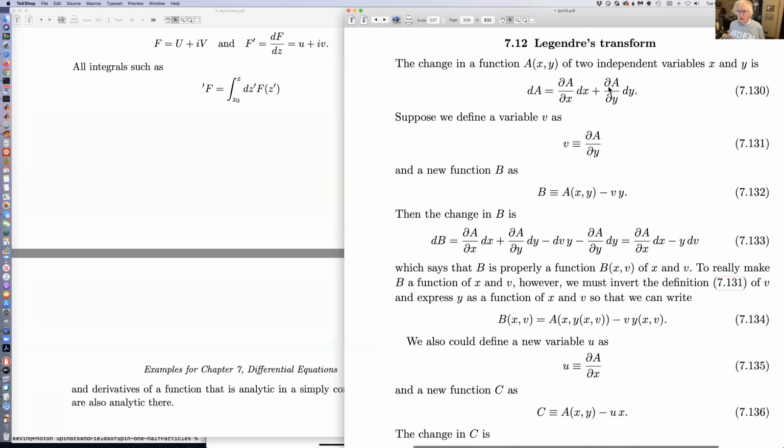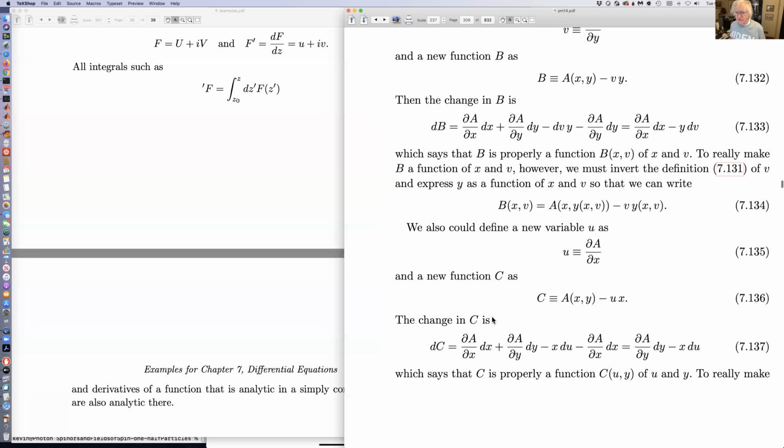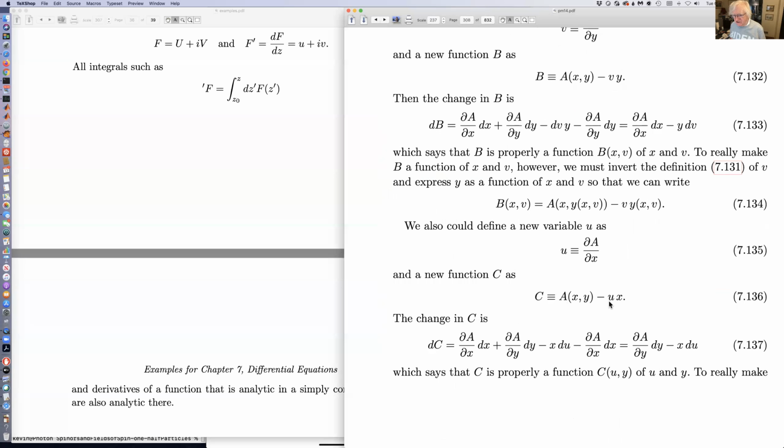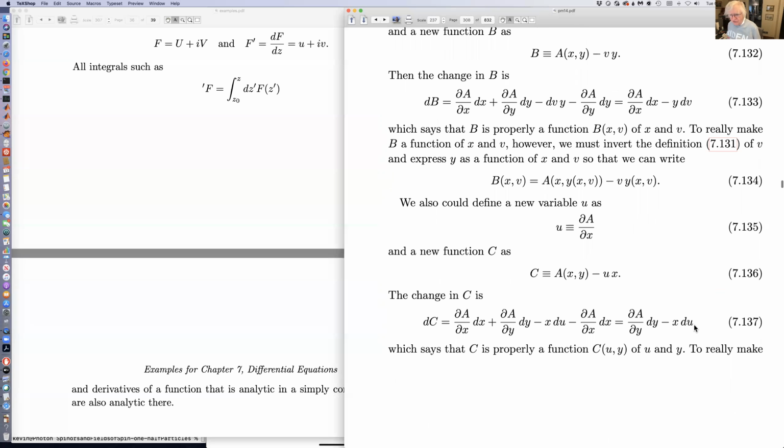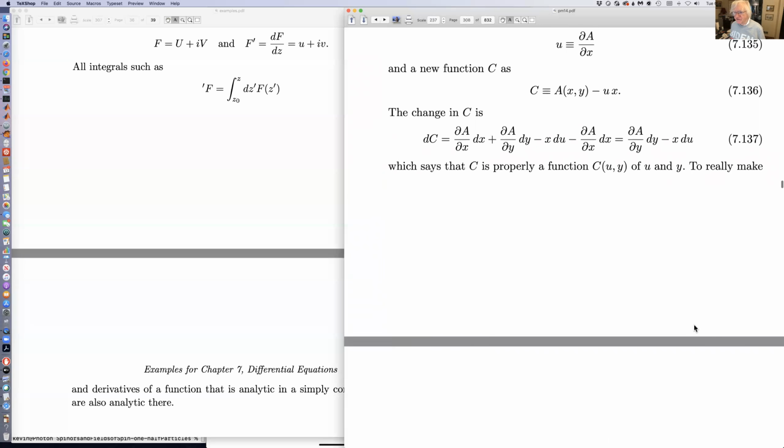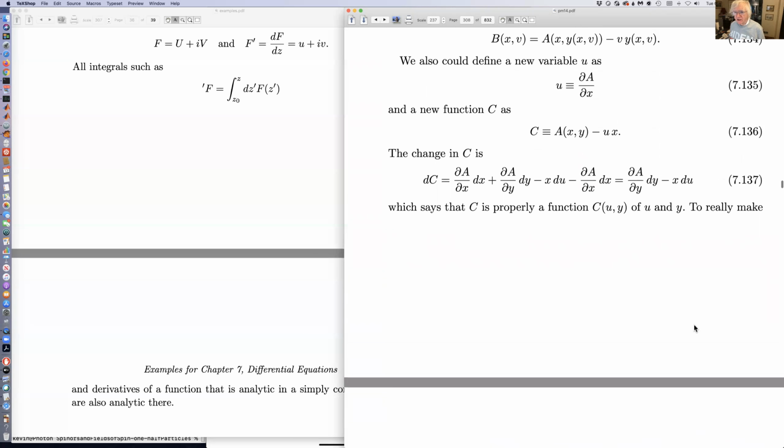We could, though, go back to a and define a new variable u as a sub x and a new function c as a minus ux. Then dc turns out to just involve dy and du. So c is a function of u and y. But in order to really carry that out, we need to solve this equation for x in terms of u and y.